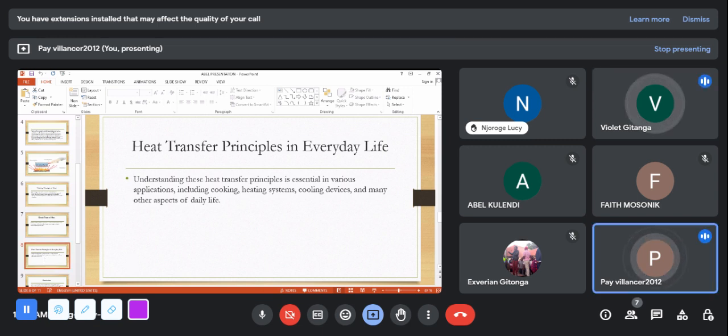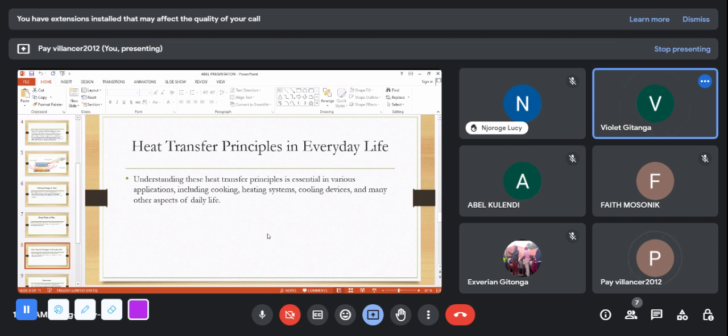Now, our final part. Understanding these heat transfer principles is essential in various applications, including cooking, heating systems, cooling devices, and many other aspects of daily life.